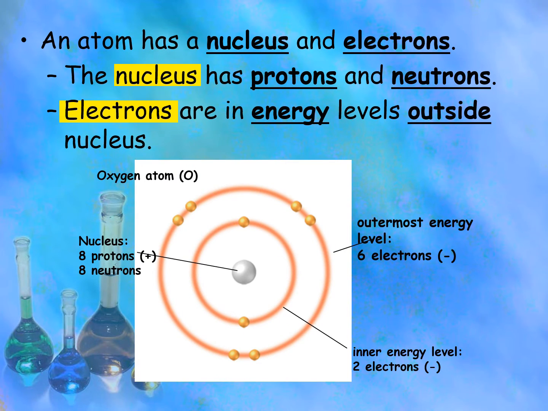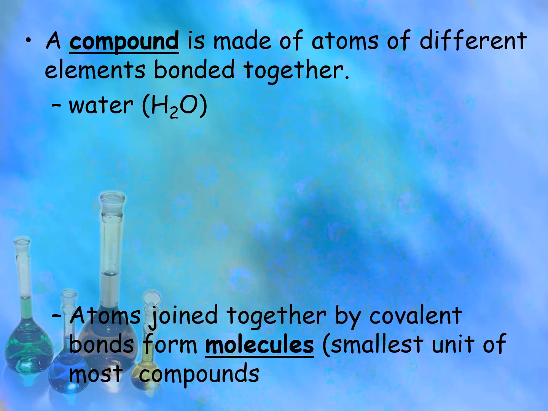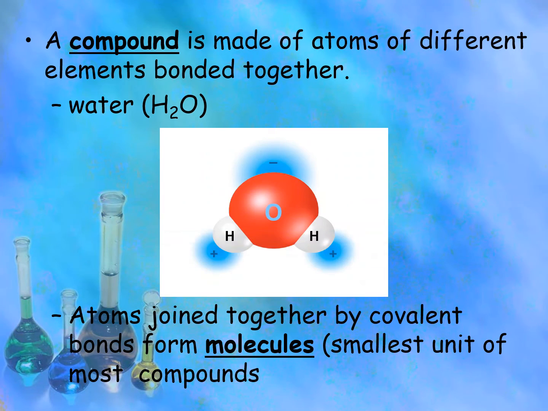Make sure you highlight again. A compound is made of atoms of different elements bonded together. For example, water. Water is made of 2 hydrogen atoms and 1 oxygen atom. Atoms joined together by covalent bonds form molecules, and these are the smallest units of most compounds. So here's the molecule of water. 1 bigger oxygen atom, and then hydrogen atoms are rather tiny compared, so they kind of stick on the sides there.